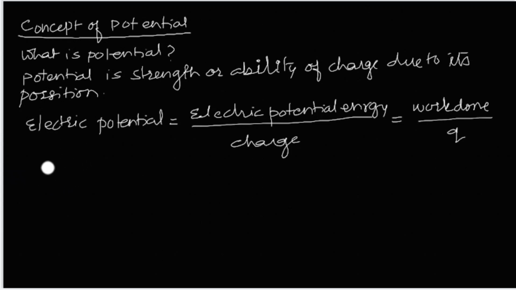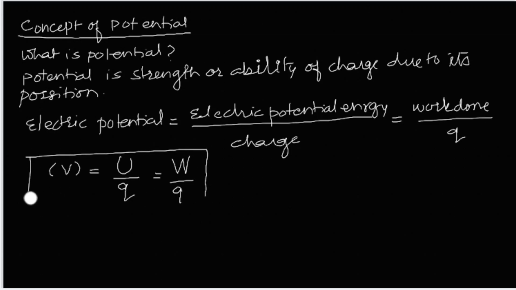So if we denote this electric potential as V, then V equals U by Q, or work done upon Q. Electric potential energy is always denoted by U, and charge is denoted by Q. So potential is very much related to the potential energy or work done. Remember this: potential equals U by Q or W by Q.